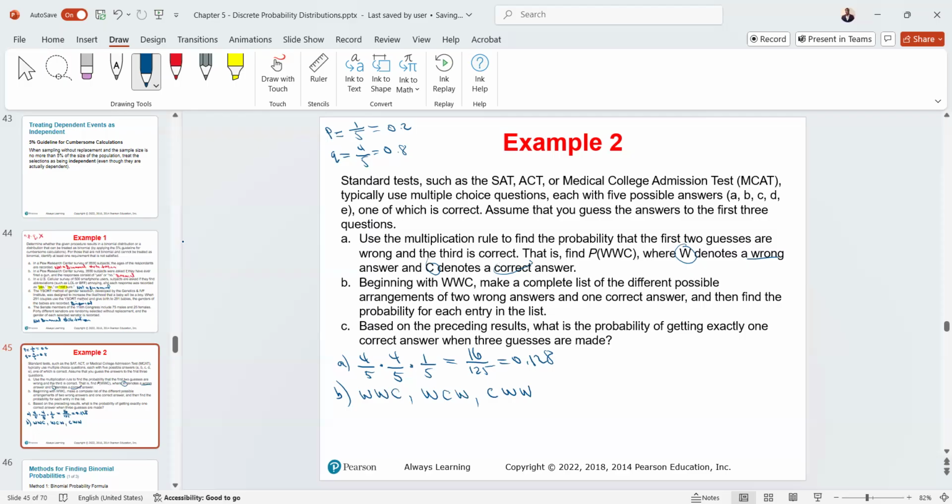No matter what you do, those are all different possible orders, but the probability would still be 0.128 because only 1 correct answer and 2 incorrect answers for each of these combinations.